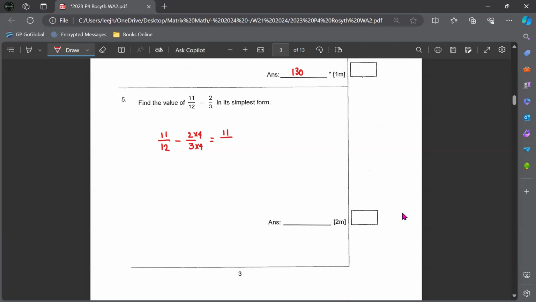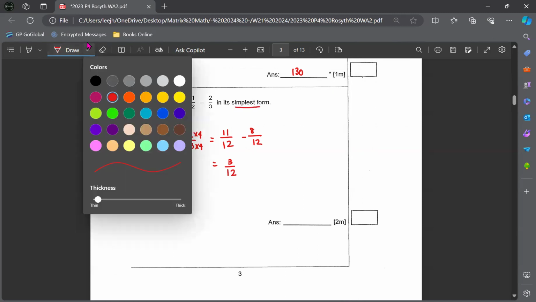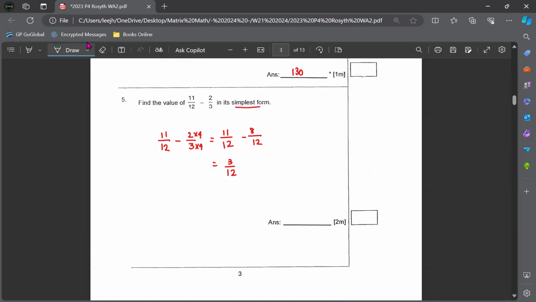So it will become 11 over 12 minus, this will have to convert 2 times 4, 8 over 12. So 11 minus 8 is 3 over 12. So please remember to always give your fraction in simplest form. Cannot leave it as like that.